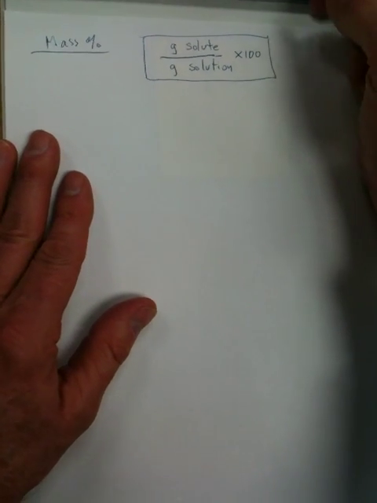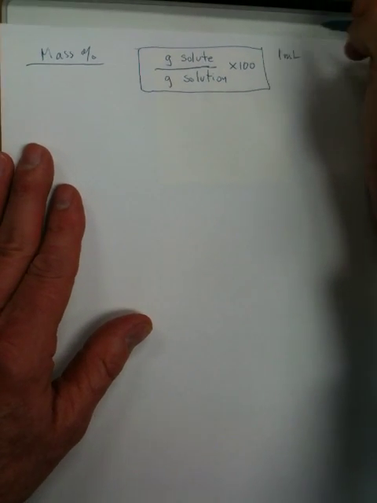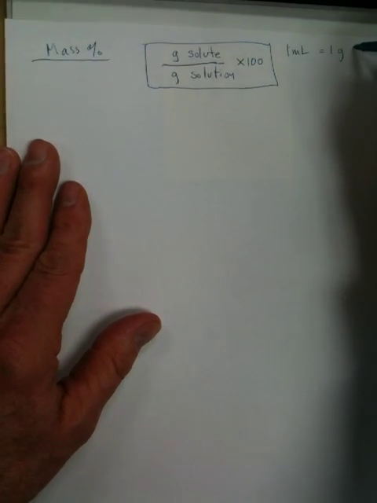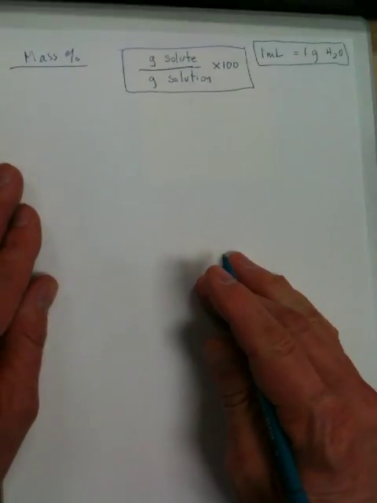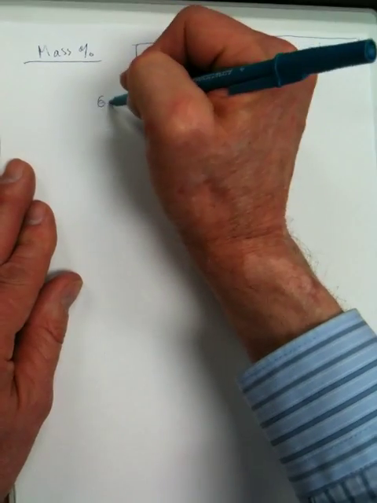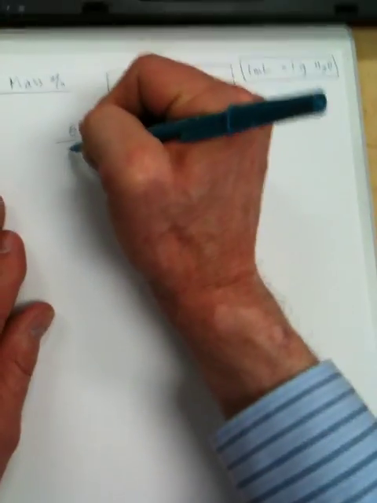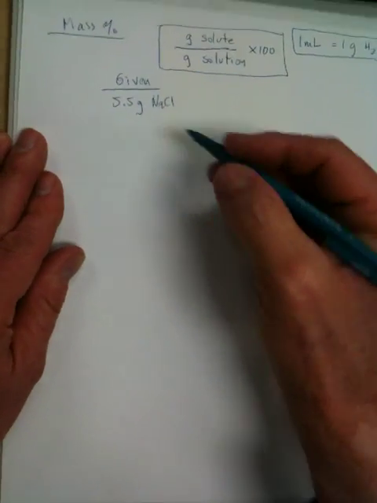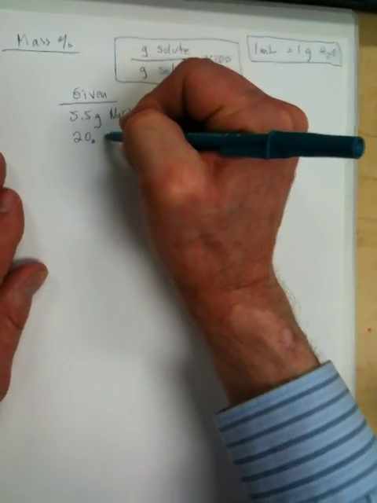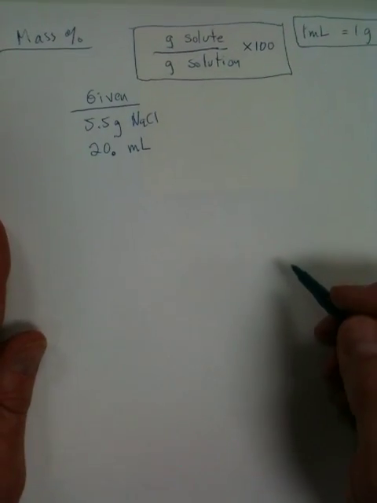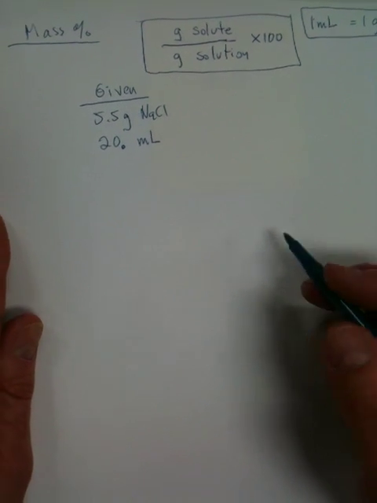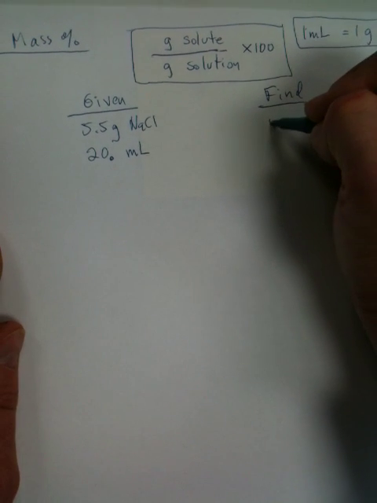Now, the other thing that you're going to need is 1 mL is equal to 1 gram if we're talking about water and water only. That's important because of what I'm going to give you right now for given and find. We've got a given of 5.5 grams of sodium chloride. That's our salt. And we're going to have 20. mL. I put the decimal. Why did I put the decimal in there, Arthur? So we have 2 sig figs, yeah. And what we're supposed to find now is mass percent.